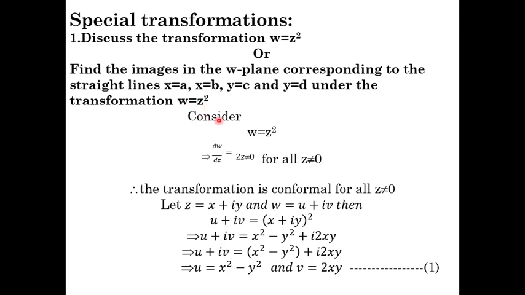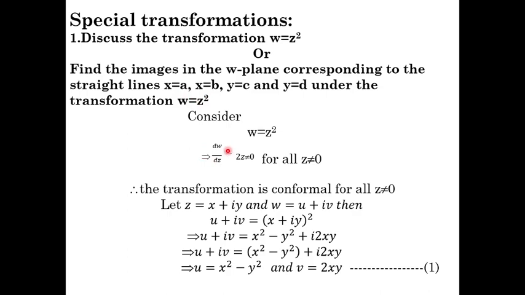Solution. Consider w = z². Here w = z² is given. By using this, we have to find the image in the W plane. What is the image in the Z plane? The image in the Z plane is a straight line. Here, the straight lines are x = a, x = b, y = c and y = d. By using these straight lines, we find the images in the W plane under the transformation w = z². First, we show that this is a conformal transformation.